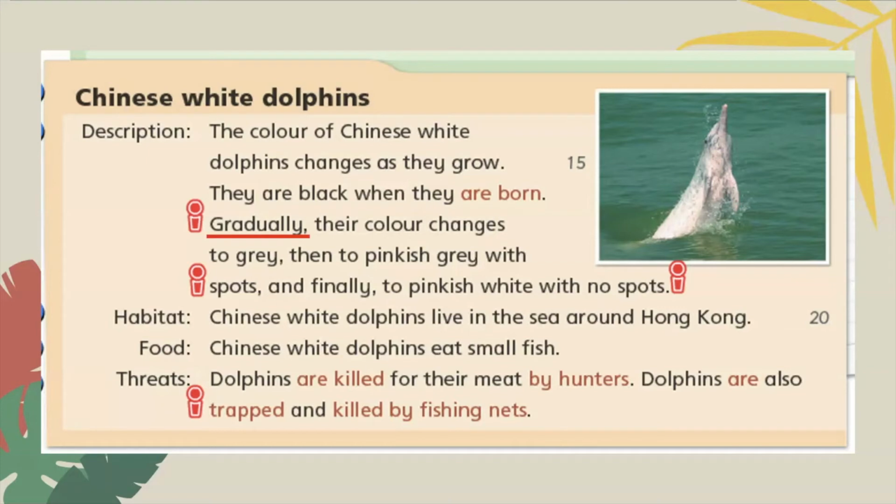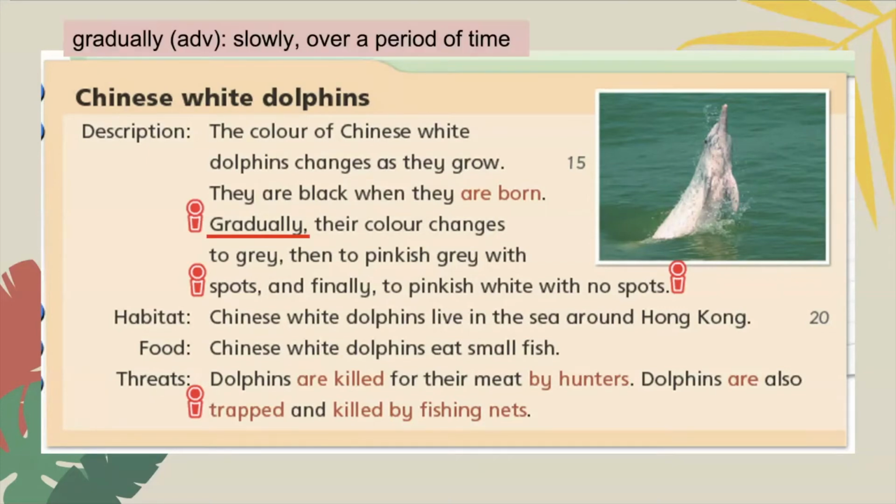Yes, you're right. Gradually. Gradually is an adverb meaning slowly over a period of time. So they are first black, and then gray, and then to pinkish gray. Pinkish gray is like this. And then they are finally turning to pinkish white like this.